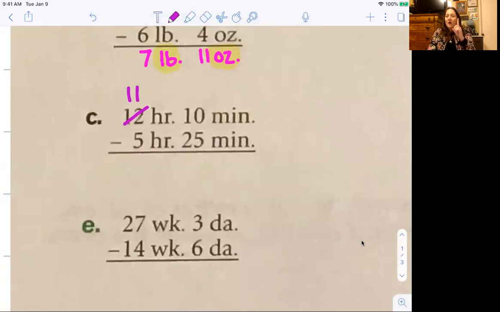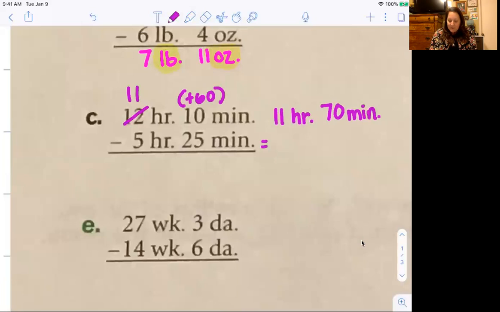Then we're going to take that 1 hour that we took and convert it into minutes. How many minutes are in an hour? 60. So we're going to add 60 minutes here. And we're going to rewrite the problem so we don't get confused. Okay? 11 hours. 60 plus 10 is 70. So 11 hours, 70 minutes, minus 5 hours, 25 minutes.